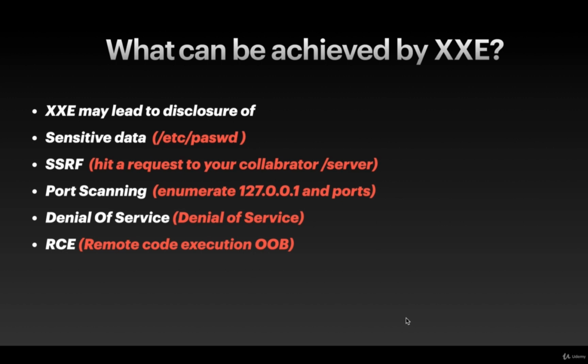What port is running? Let's say you can enumerate the localhost and port number 22 is running SSH. Port number 25 is running SMTP. If you are able to identify any port number which is running an outdated service, you can attack it also. Next is denial of service, DOS. And the last one is remote code execution. We all know that remote code execution is a very, very dangerous vulnerability. It can also be achieved using XXE.